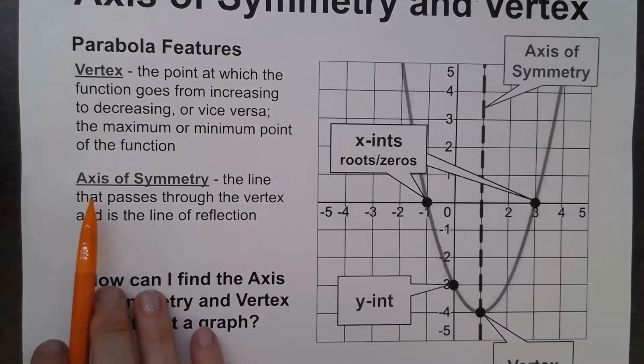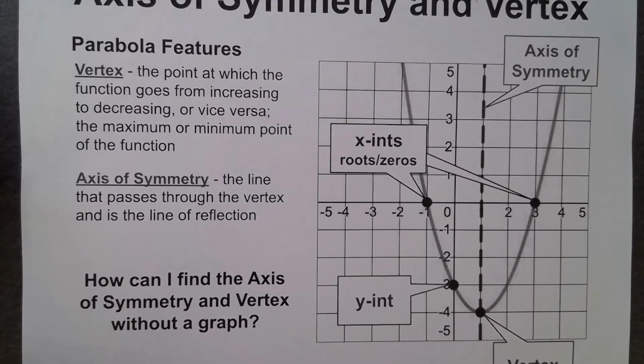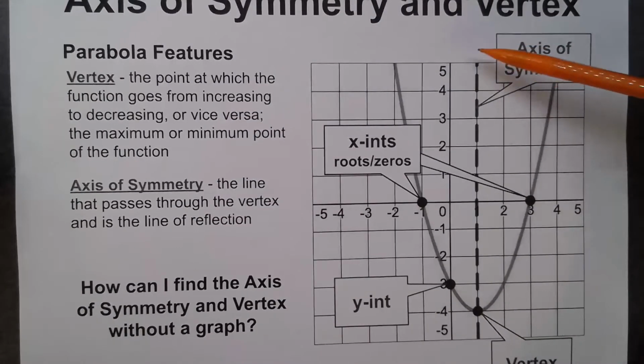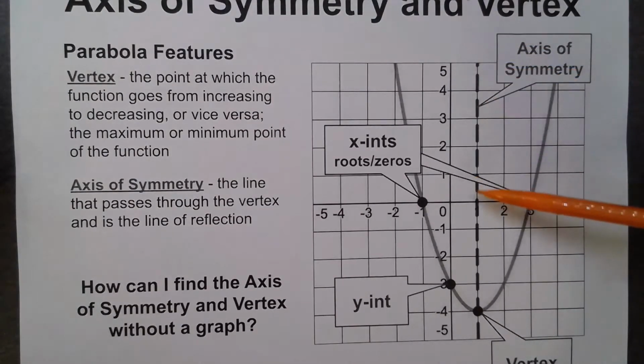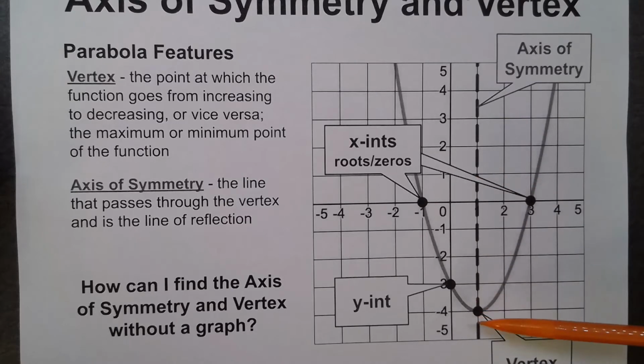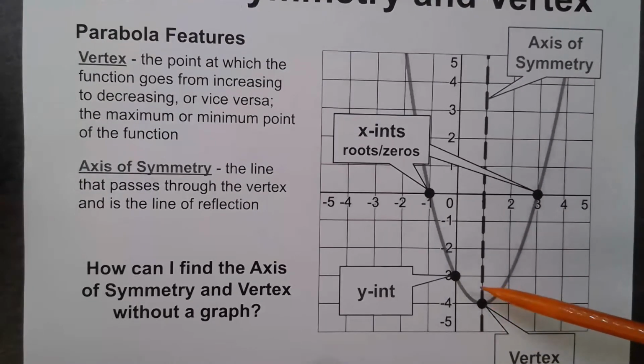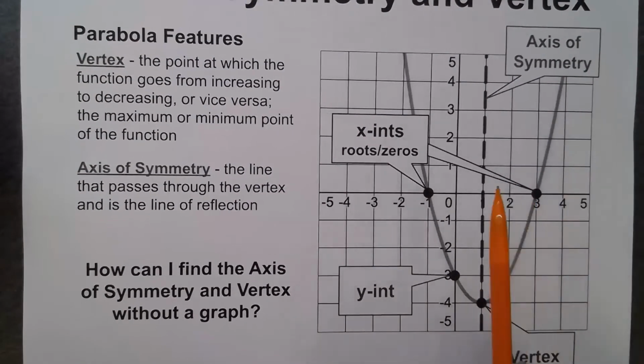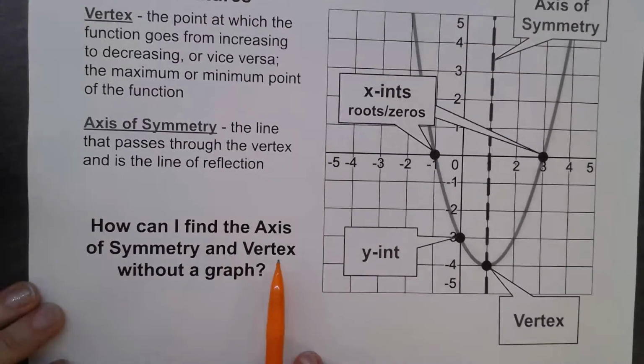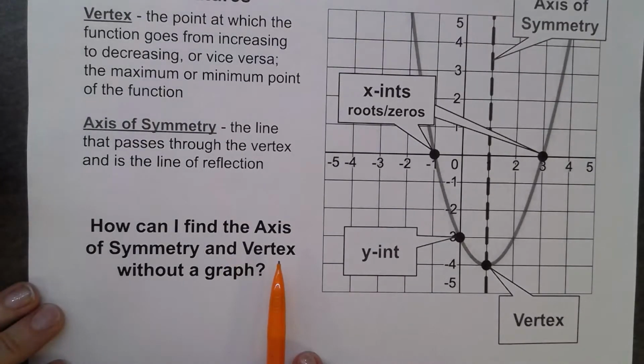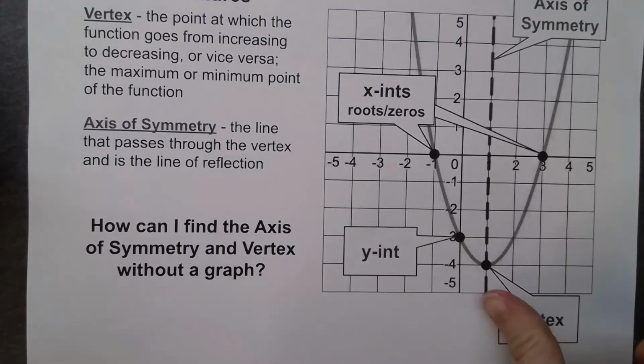Also remember that the axis of symmetry is the line that passes through the vertex, and it's the line of reflection or line of symmetry. So this line is our axis of symmetry line. It always will pass through the vertex point, and it also cuts our parabola symmetrically in half. But how can we find an axis of symmetry and vertex without a graph?